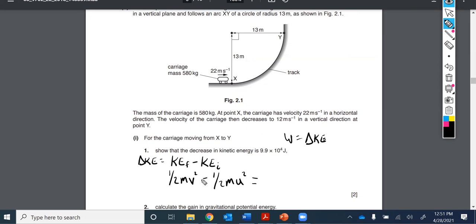So what is 1/2 mv squared? Let's make some substitutions down here. The mass was 580 kilograms. We need to have kilograms of mass to get joules of energy, so there's no conversion needed there.